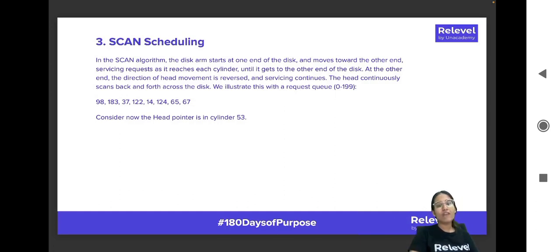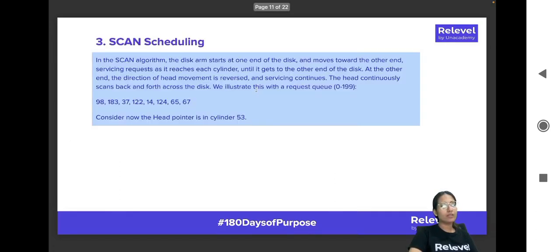All right, so far what we've seen is that the shortest seek time first algorithm was actually the fastest. Okay, so let's take a look at the last two algorithms as well, and then we'll have a better clarity and a bigger picture of what exactly all these algorithms are. All right, so let's move ahead.